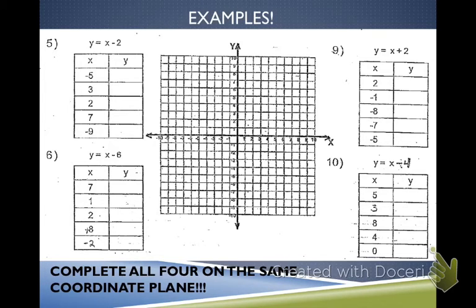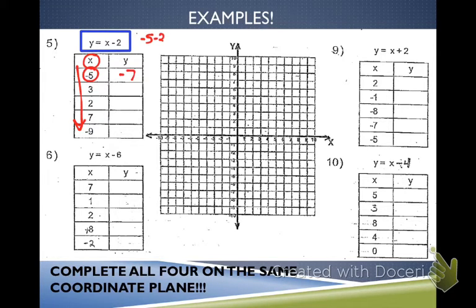Okay? Now, this one is a little bit different. You're going to see the rule at the top. It says y equals x minus 2. And what that means is we have our x values. They're all down here along this line. So we have -5 minus 2. So -5 minus 2. Okay?